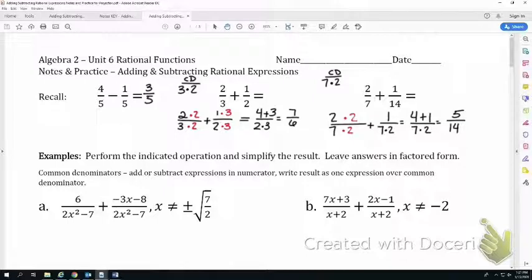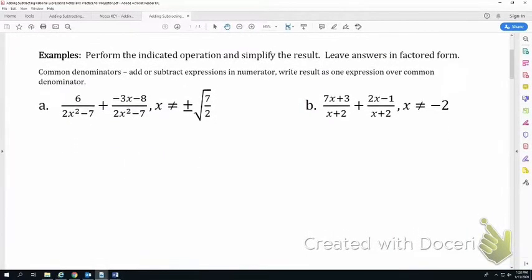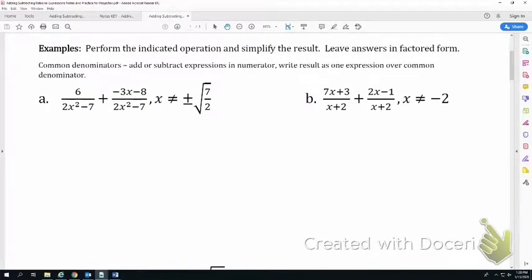Okay, so let's go to this first section. It's kind of broken up into 2. So these examples, it says perform the indicated operation, simplify the result, leave answers in factored form. Okay. So all of these are going to have common denominators. They've already got them, and this is what makes this easy.